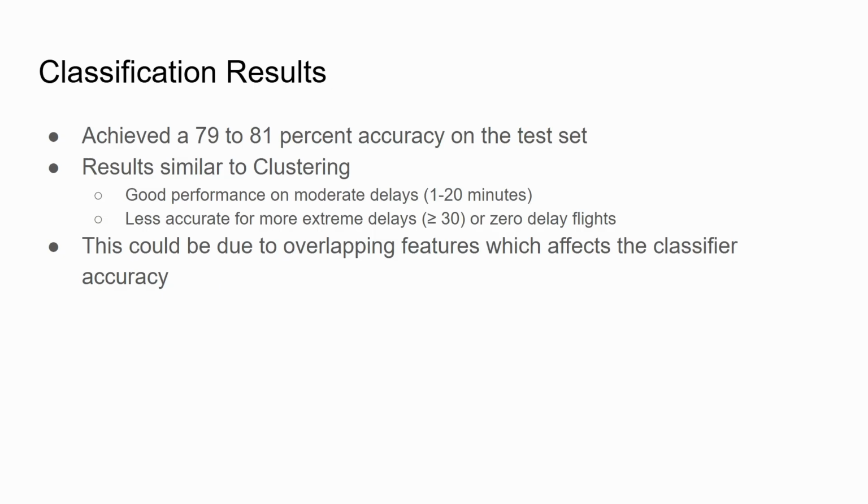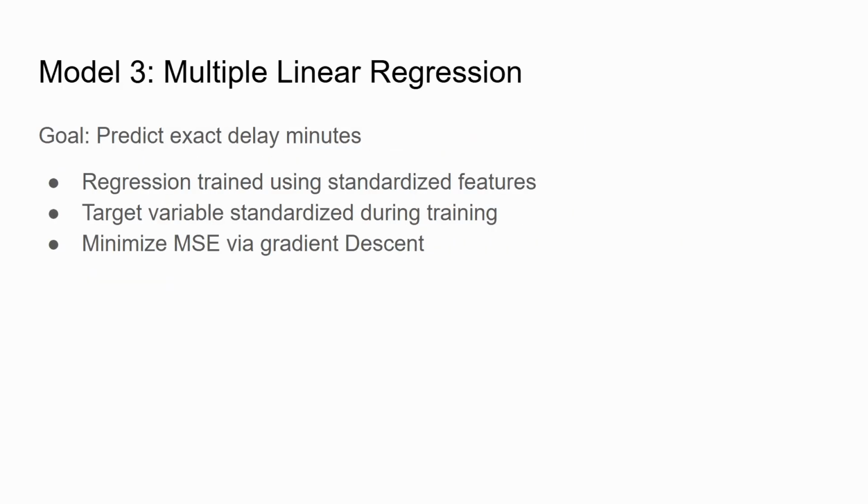And again, the features weren't very linear to each other, which leads to our last model, which was linear regression, and we used that to predict the exact delay minutes. The goal here was to use regression as a simple model to see how it would perform on the data, even though a lot of features were not linear. We trained the model using standardized features, and then we tested by using the mean square error with gradient descent.